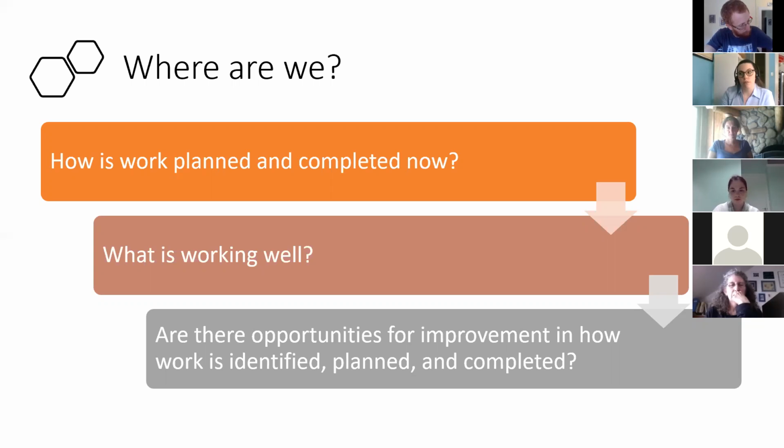And so my understanding is that a lot of the work is completed by the work groups, but I'd love to get any additional insights from you all about how the work is currently planned and completed, including planning and actual implementation, completion of the work, and tracking progress. What within that process is working well, and where might there be some opportunities for improvement?